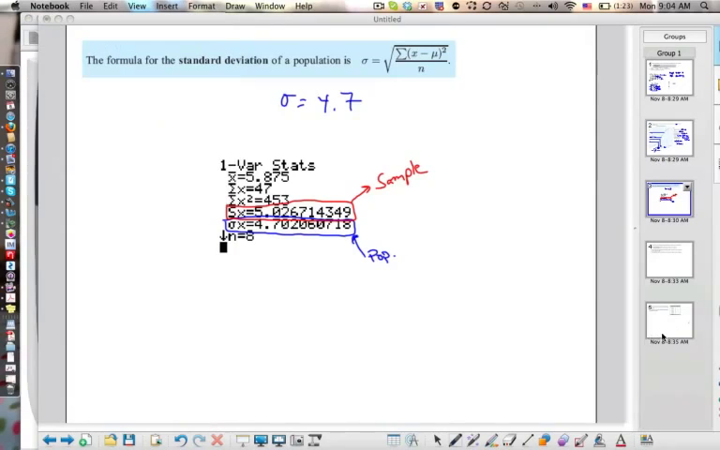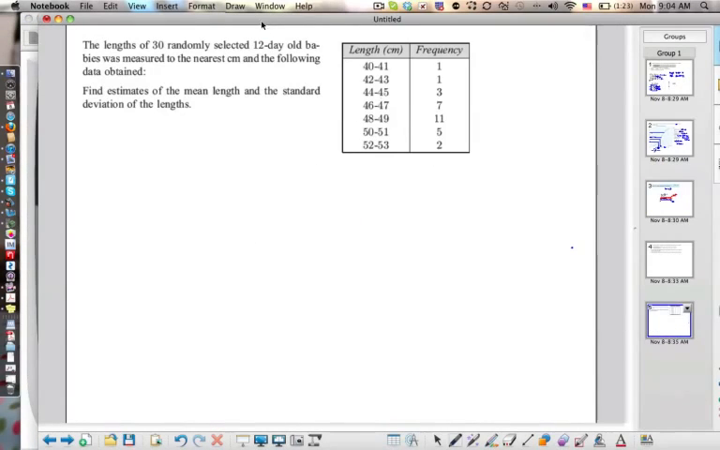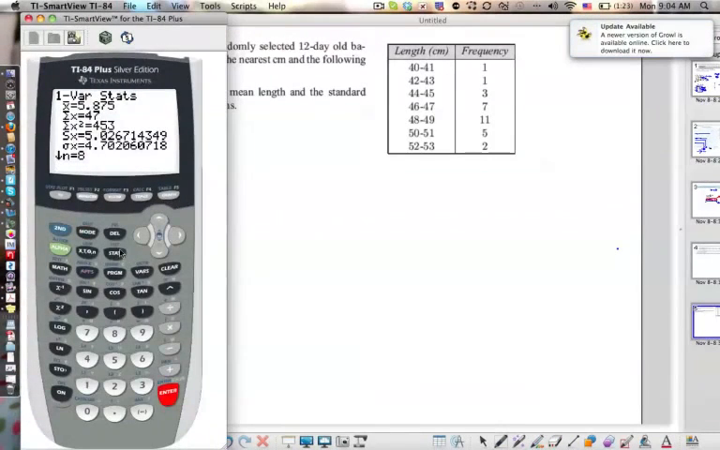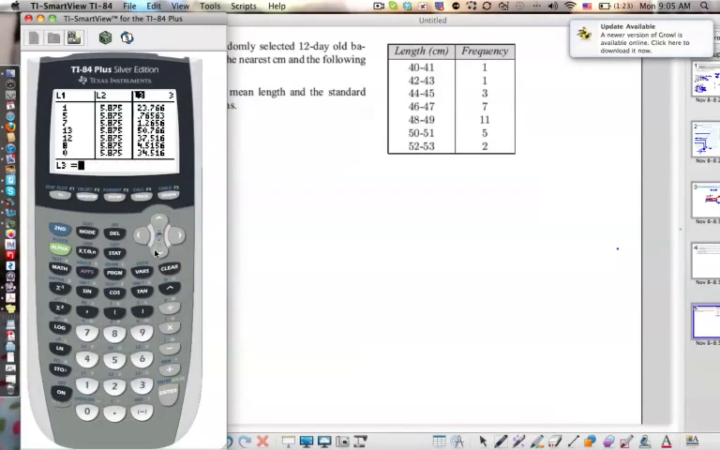Okay, so let's run on to one more question real quick. Let's get rid of some of these numbers. What we're going to do is find the midpoint of each interval. So we can go 40.5, 42.5, 44.5, 46.5, 48.5, 50.5, and 52.5.